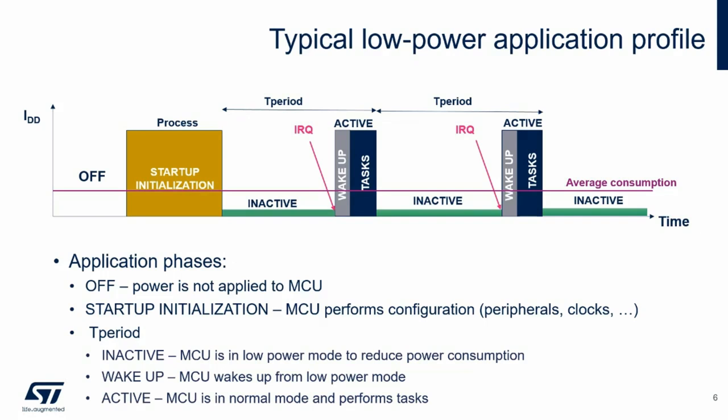After waking up, the microcontroller performs some tasks. For example, it could be reading data from a sensor. In consequence, this phase is an active phase. Once the activity is finished, the microcontroller comes back to low power mode and the whole process starts again. In each of these application phases, the microcontroller consumes current. So after taking into account all of the phases, it is possible to calculate the average current consumption of the application.